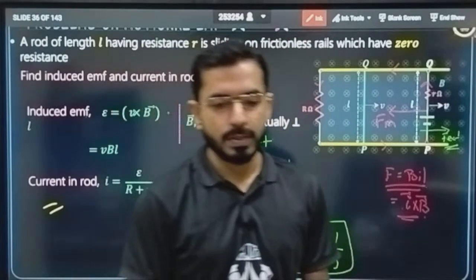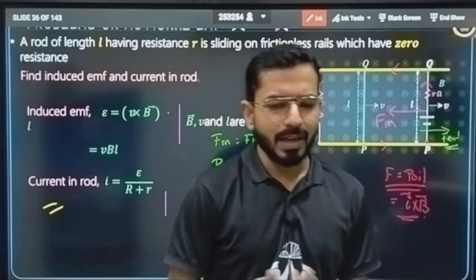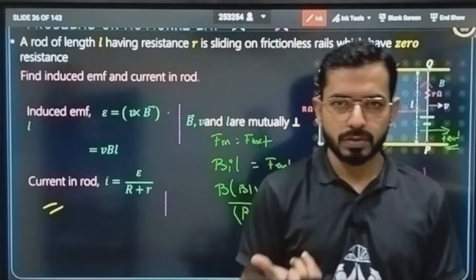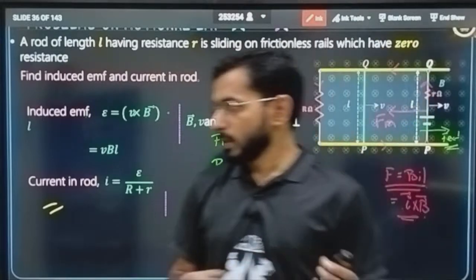Constant velocity means what? Acceleration is equal to 0. That means the net force that you will write is simply 0.